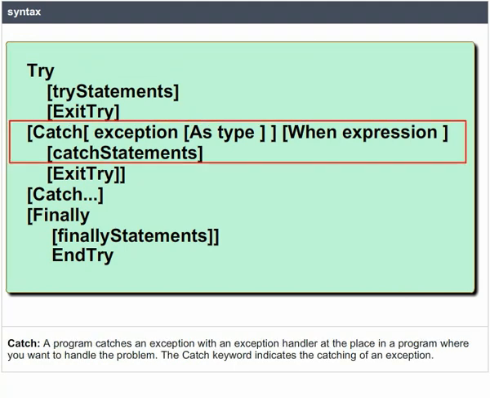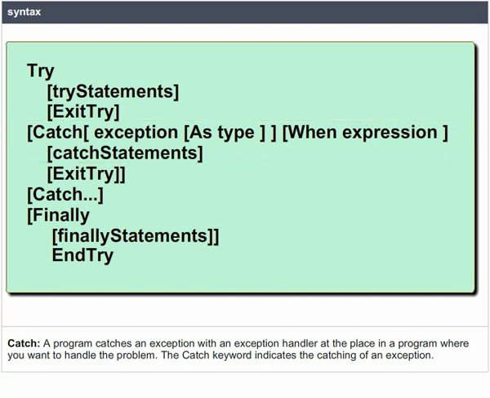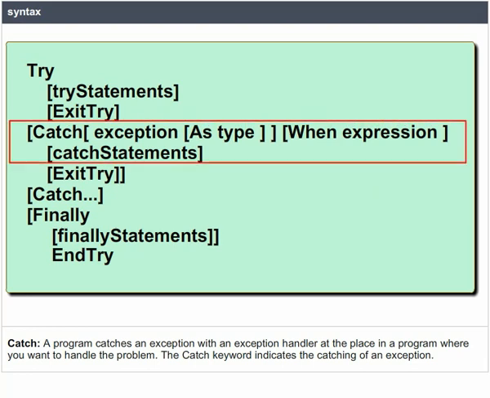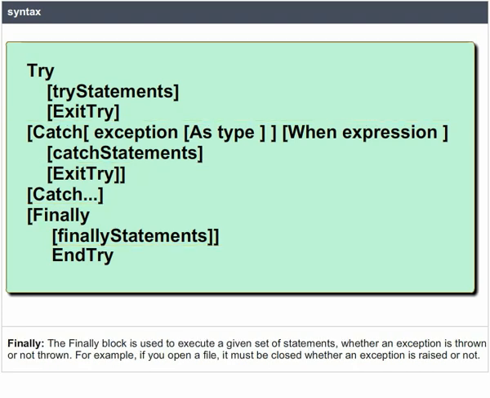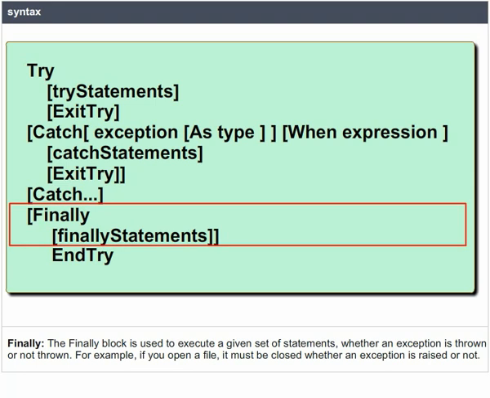Catch. A program catches an exception with an exception handler at the place in the program where you want to handle the problem. The catch keyword indicates the catching of an exception. Finally. The finally block is used to execute a given set of statements, whether an exception is thrown or not thrown. For example, if you open a file, it must be closed whether an exception is raised or not.